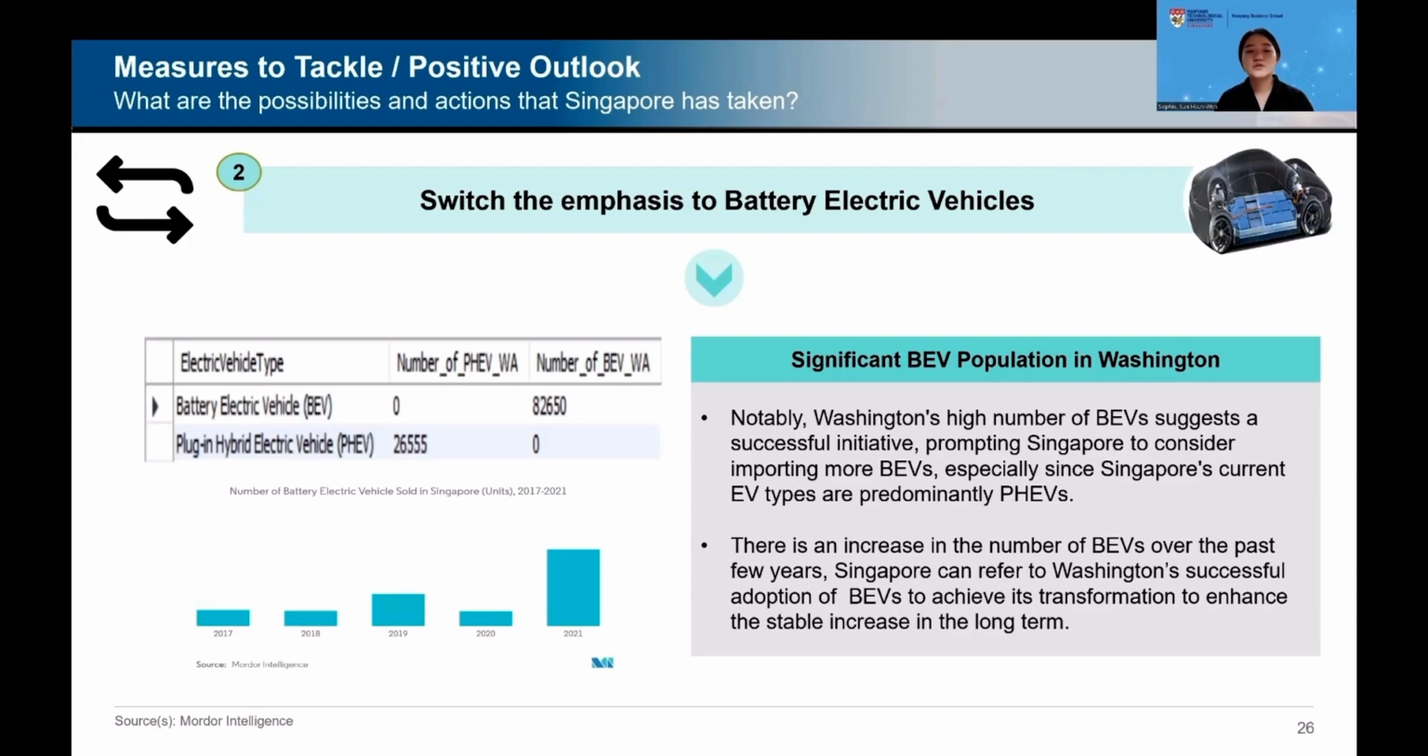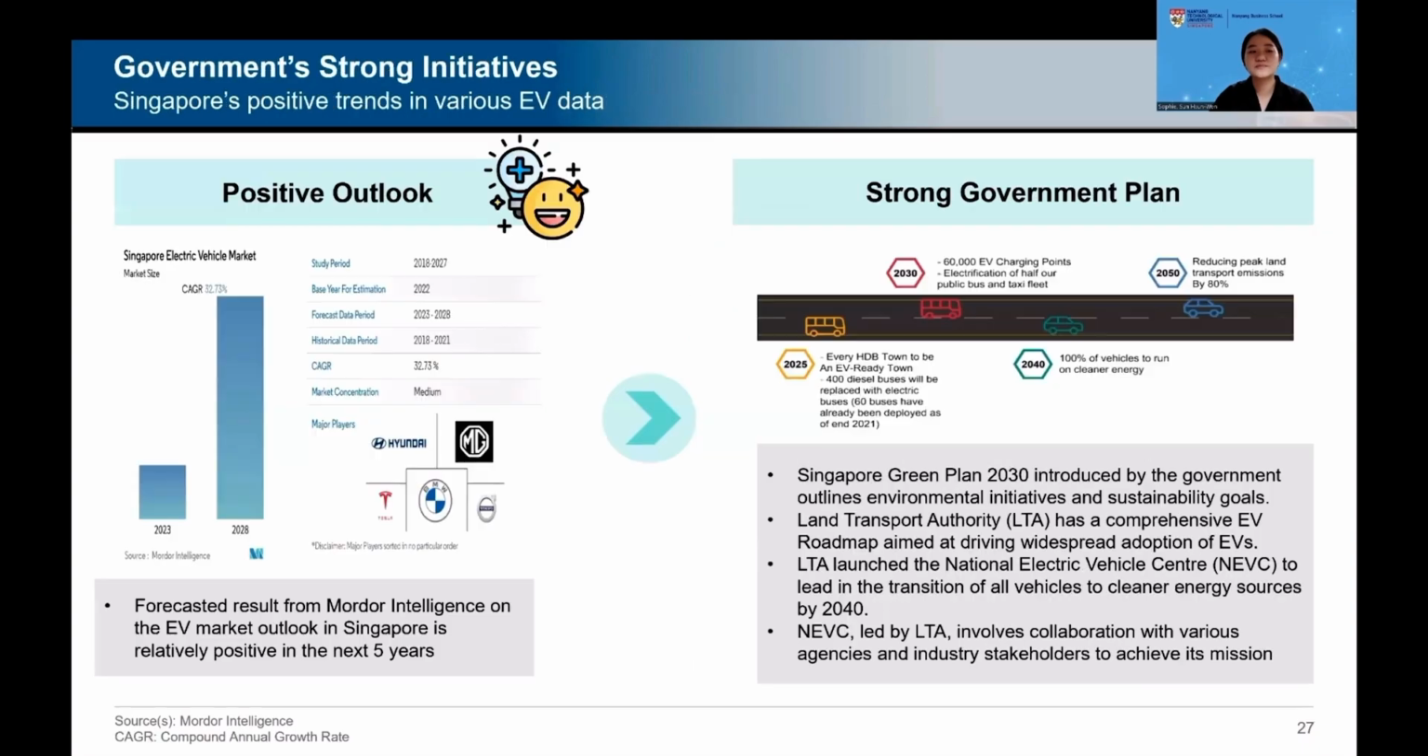We then look into the Washington data on different vehicle types. There is a significantly high number of BEVs in the state, which suggests a successful initiative, and Singapore should look at their strategies when it is considering importing more BEVs. Singapore also has an increasing trend in the number of BEVs over the past few years. With its continued growth and reference to Washington's data and implementation, we firmly believe that full conversion is certainly feasible for Singapore in the long term.